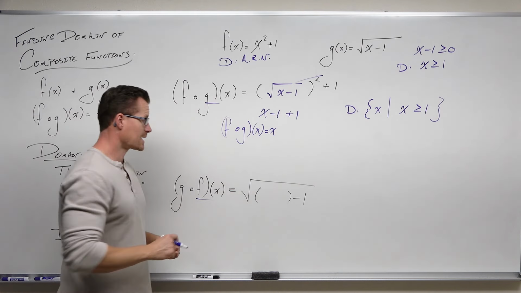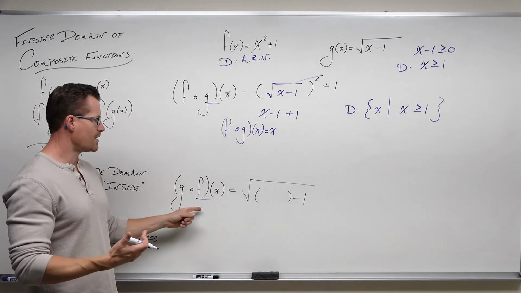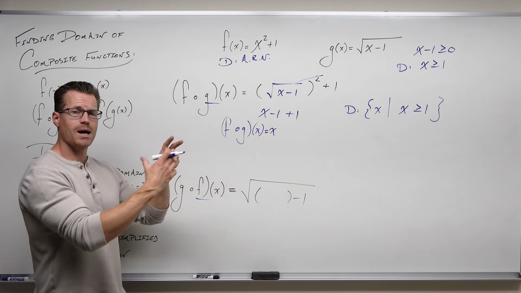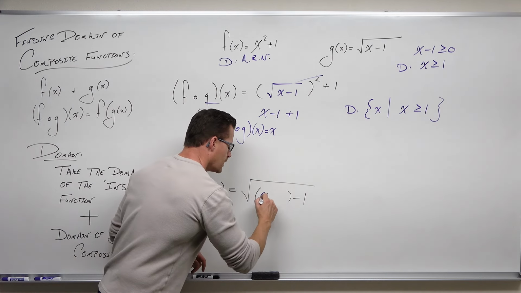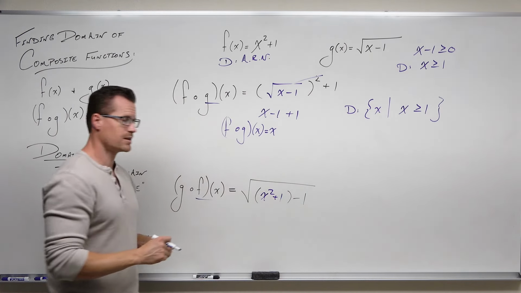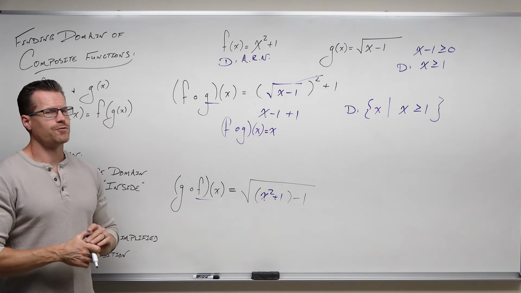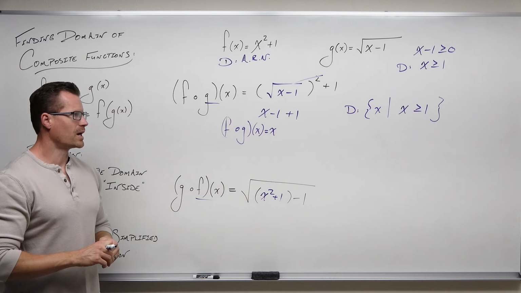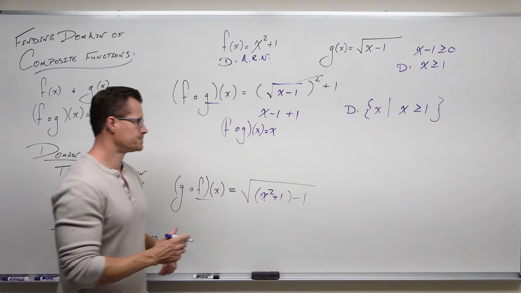Then I take a look at my second function, f of x. I go, okay, f of x is x squared plus 1. I put the entire function in all the parentheses I've created. There's only one in this case. And before I simplify, I'm going to go ahead and start writing out my domain.